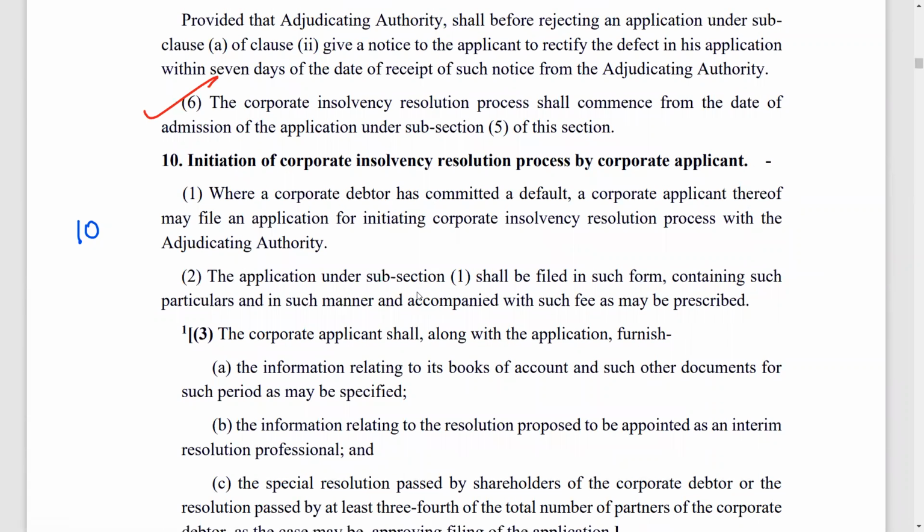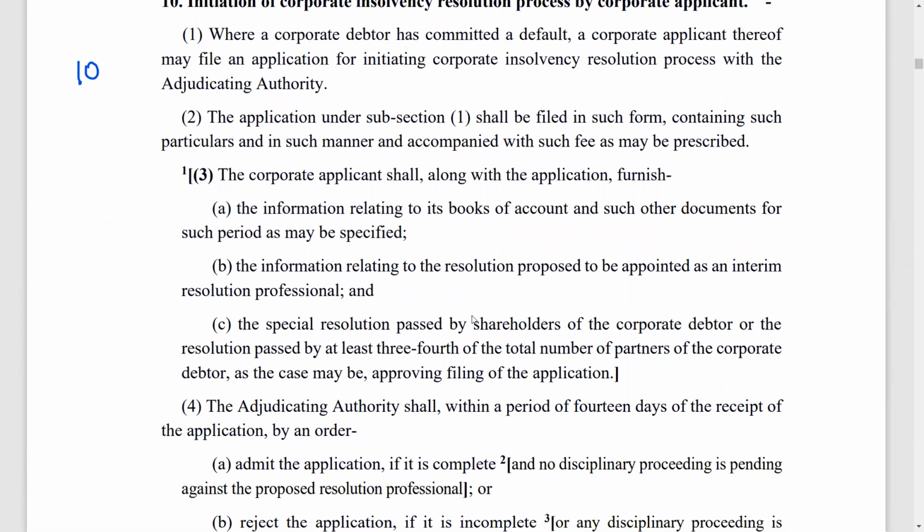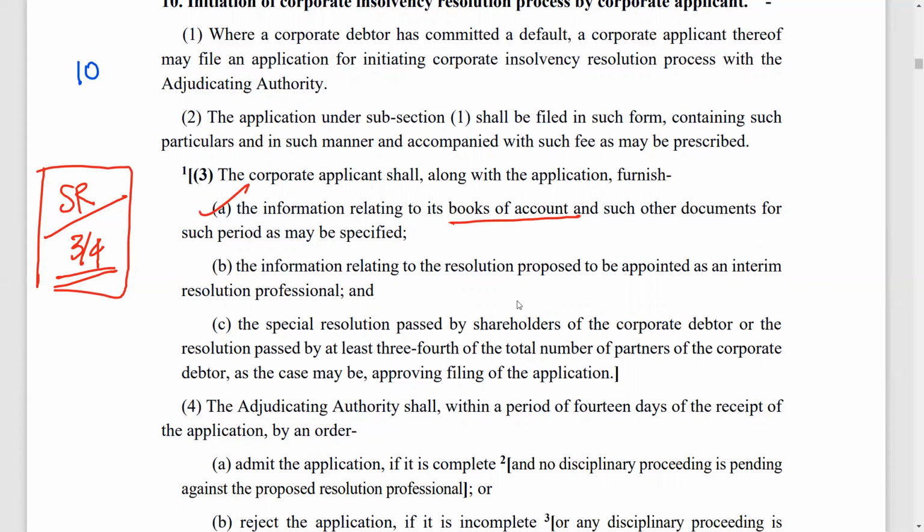Now, if the corporate debtor wants to submit the application for initiating the CIRP, the corporate debtor would first have to pass the special resolution if it's a company, and if the corporate debtor is an LLP, then 3/4 of the partners must agree for the initiating of the CIRP. So they will go to the NCLT and provide the information related to the books of accounts of the corporate debtor and all the information related to the resolution professional.